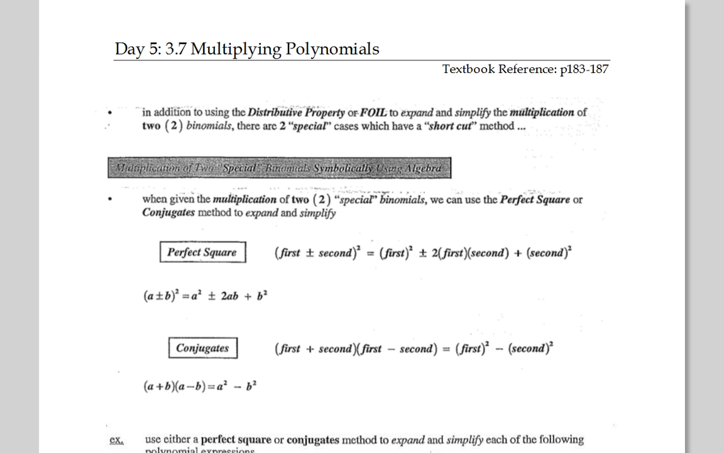So you should be on day 5, and your book should be open. There's 2 special cases that you have to be aware of.